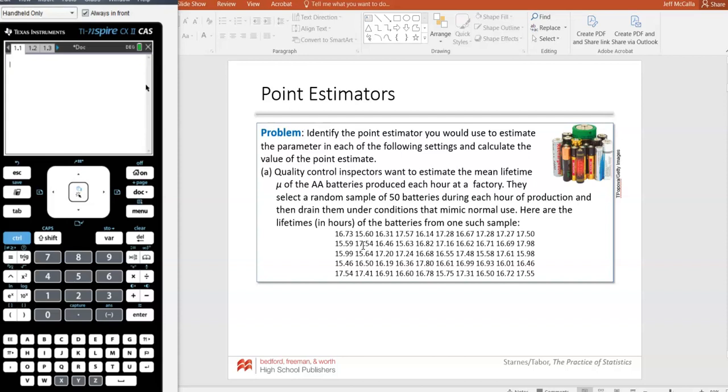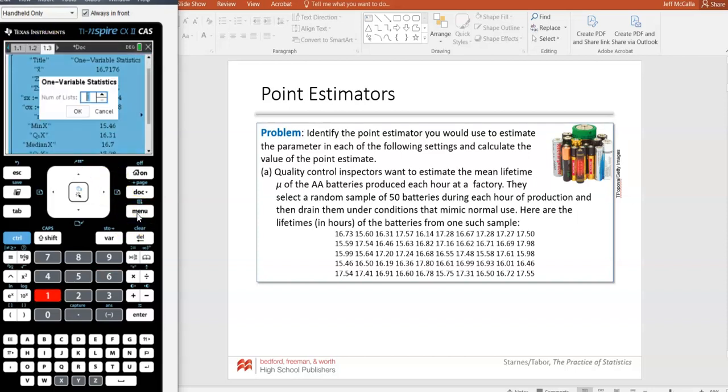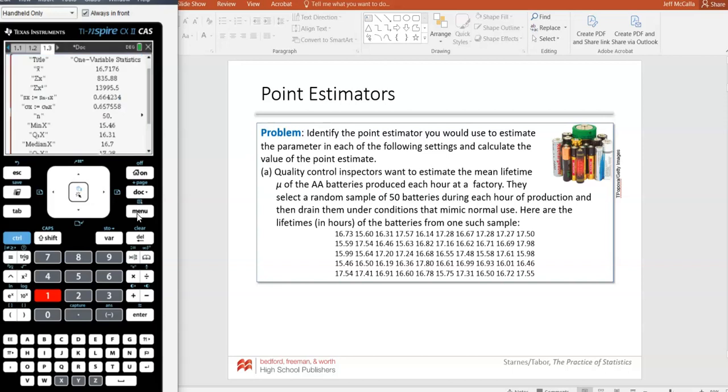So what is the point estimator we're going to use? Well, it'd be x bar. It'd be the mean of the sample. And so you would take the time to type in all 50 data pieces. I think I typed them in correctly, but it was challenging there. And then you would do one variable stats. You remember how to do that? You go to menu 6, 1, 1, and then you choose one list, and you choose the list I called my batteries, and it'll calculate it for you.